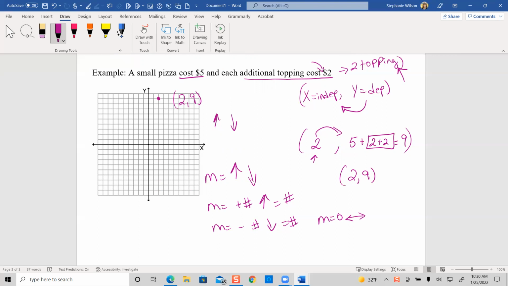But that was an example of how to work plotting and using a Cartesian coordinate.